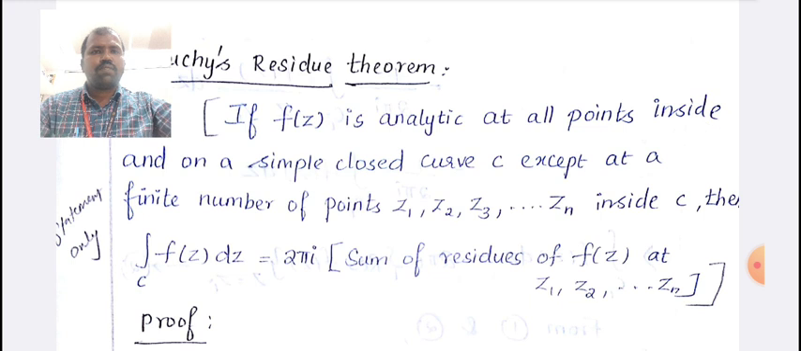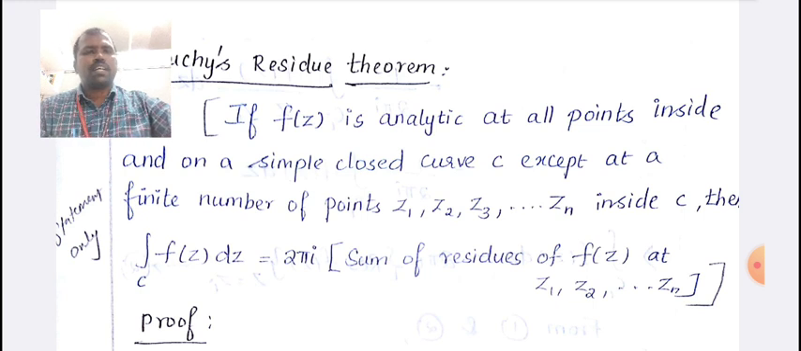If f of z is analytic at all points inside and on a simple closed curve C except at a finite number of points z1, z2, z3, etc. zn inside C, then integral over C f of z dz equals 2 pi i times the sum of residues of f of z at z1, z2, etc. zn. This is called the Cauchy Residue Theorem statement.